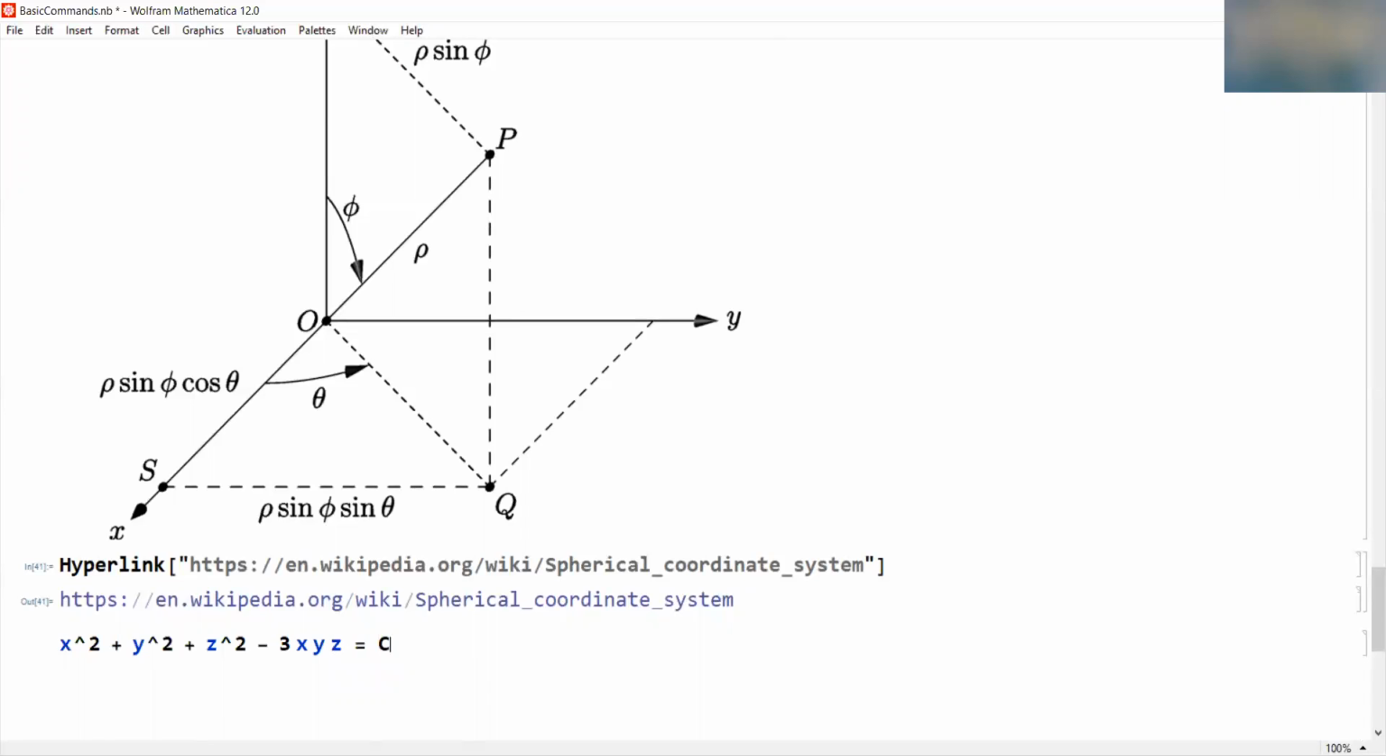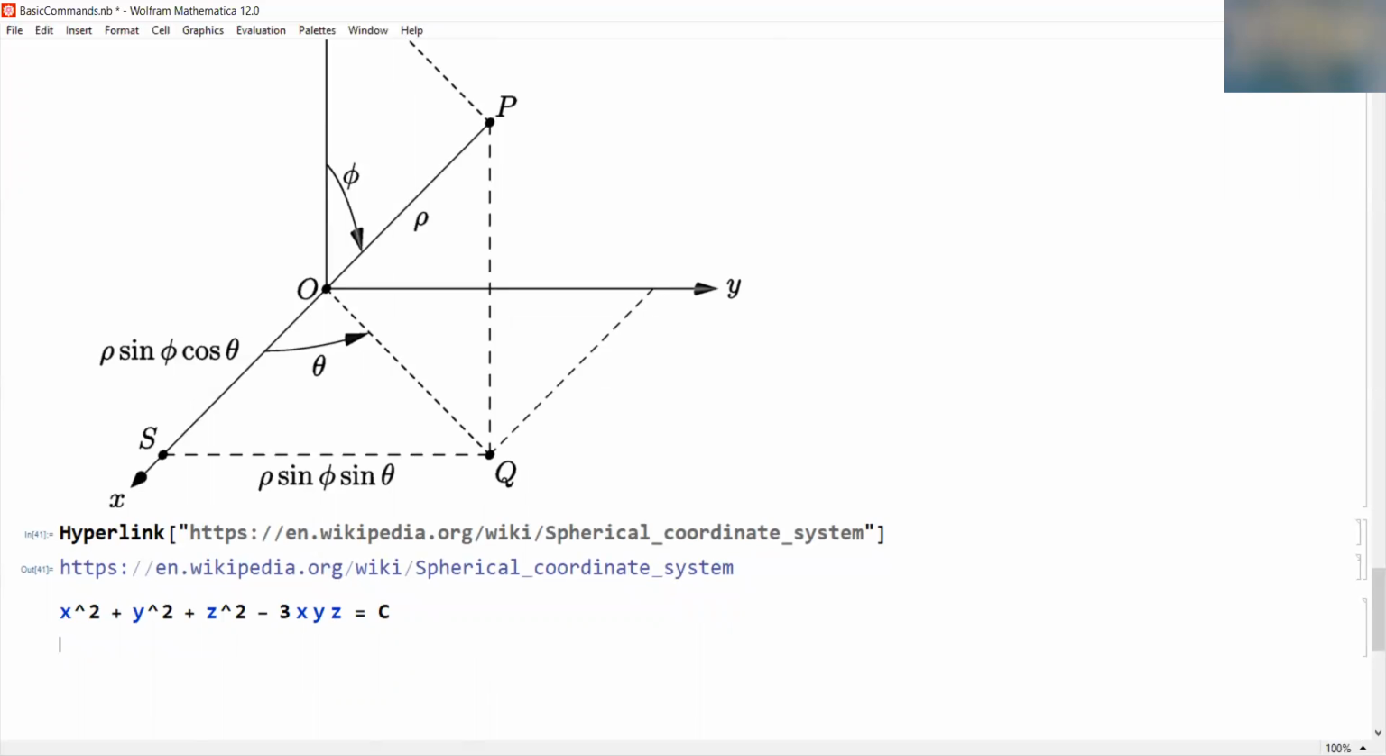There's going to be a lot of symmetry. I can switch x, y, or z in any order, and it's not going to change whether or not the point is on it. X squared plus y squared plus z squared looks a lot like spherical coordinates. What would x squared plus y squared plus z squared become in spherical coordinates? Oh, rho squared.